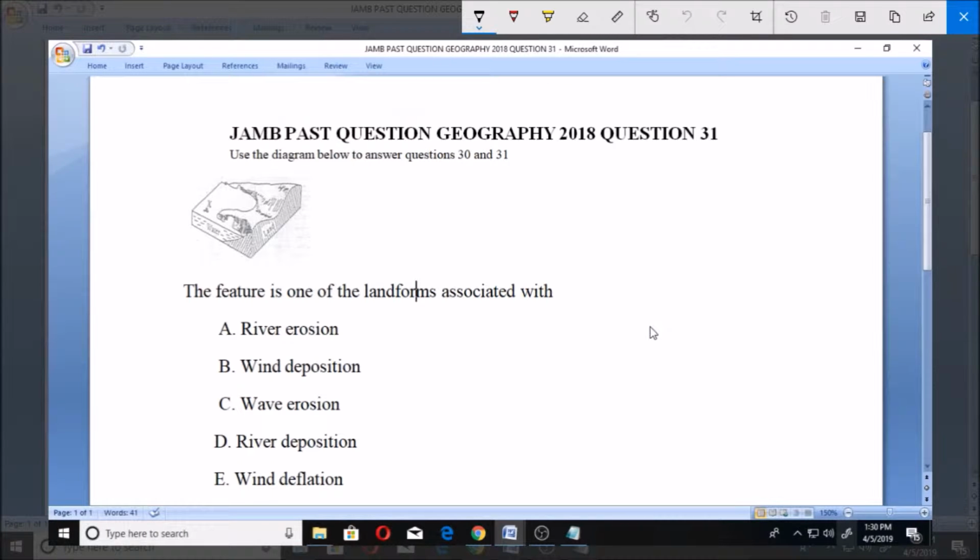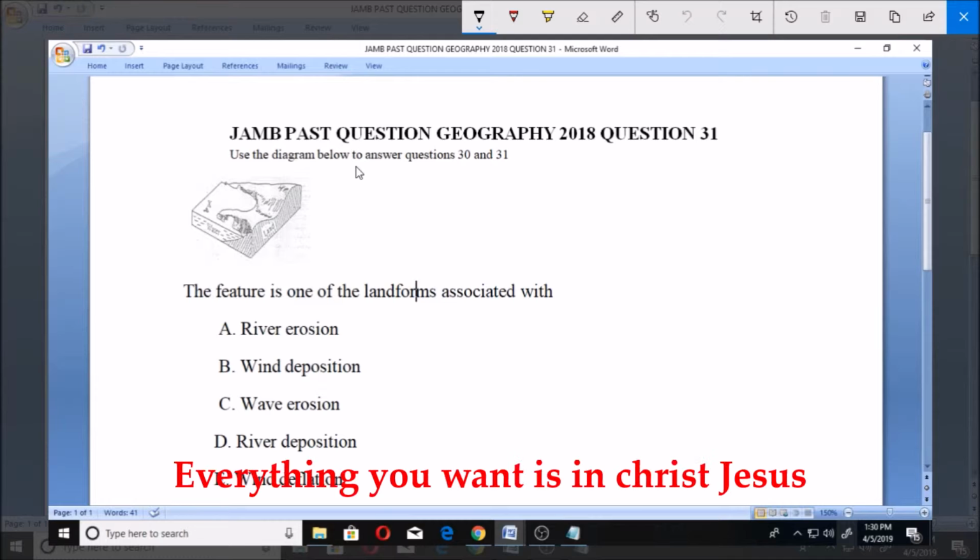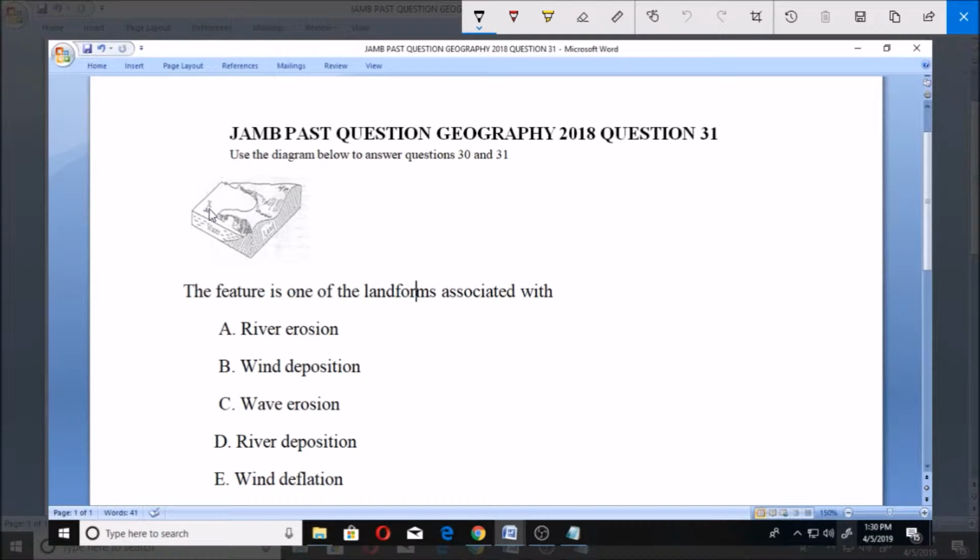Hello, welcome. Let's look at this JAMB past question, Geography 2018, question number 31. Use the diagram below to answer questions 30 and 31. We've already done question 30, and this is the landform, and we are considering this point X in this landform.